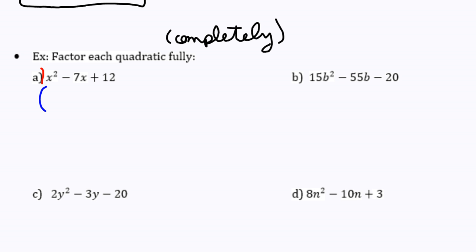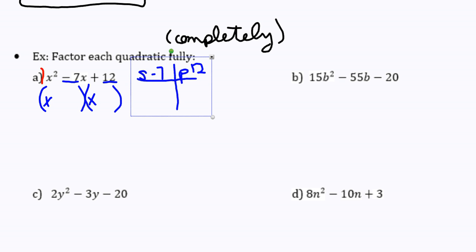So I can open up two sets of parentheses. Okay. And because this first term was an x squared, I know I'm going to have to multiply x times x in my first terms in order to get that. So we're on a good place there. And now I want to know two numbers that will multiply to the third term and add together to be the second coefficient. So I want two numbers whose sum is -7 and whose product is 12.